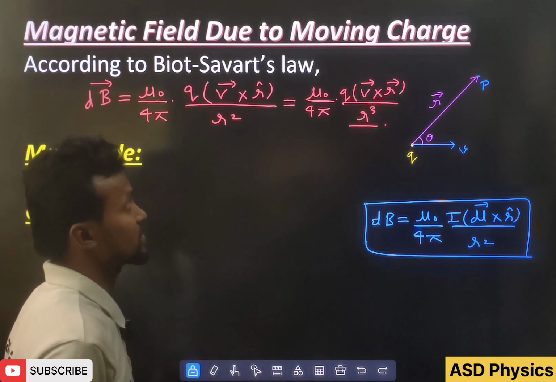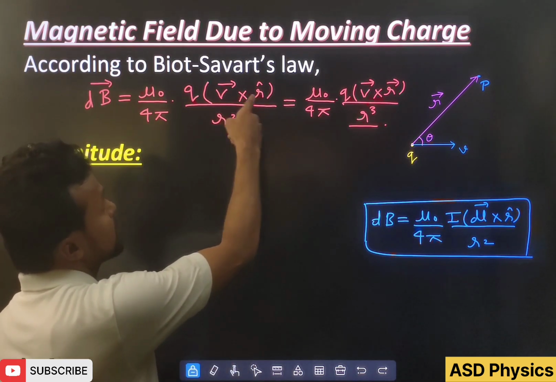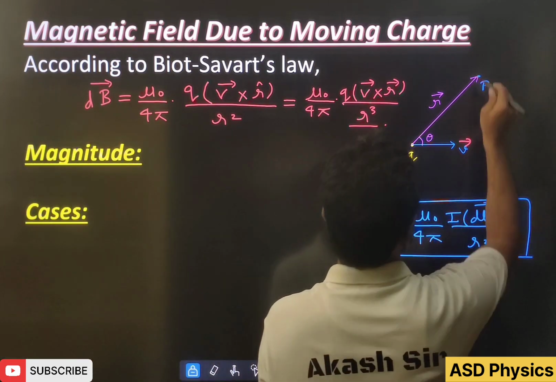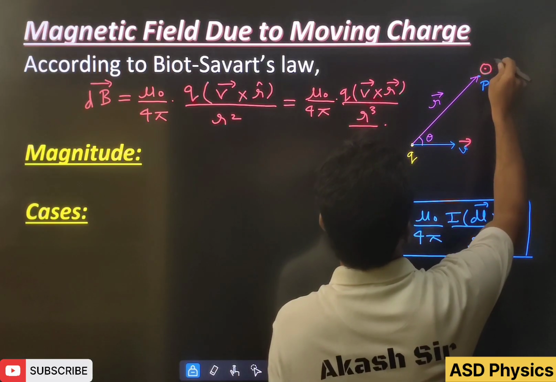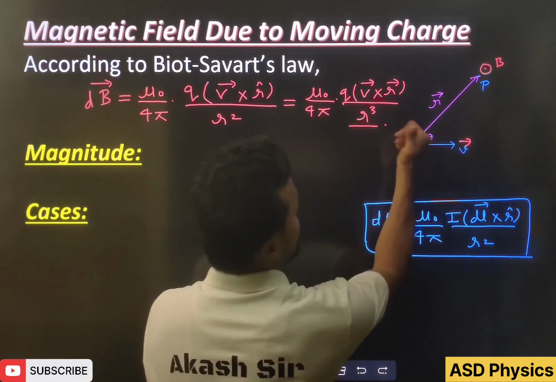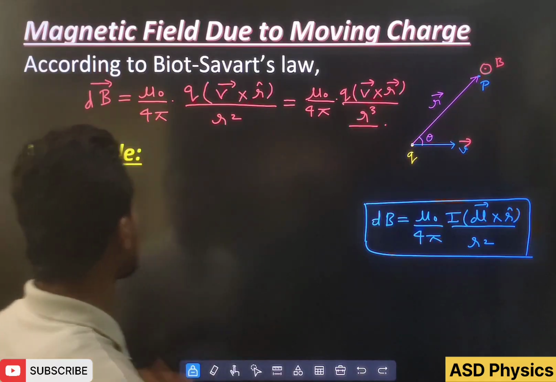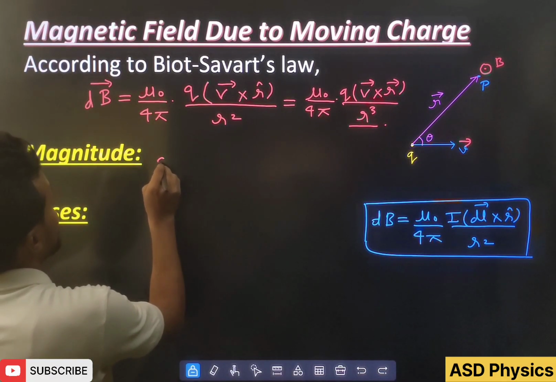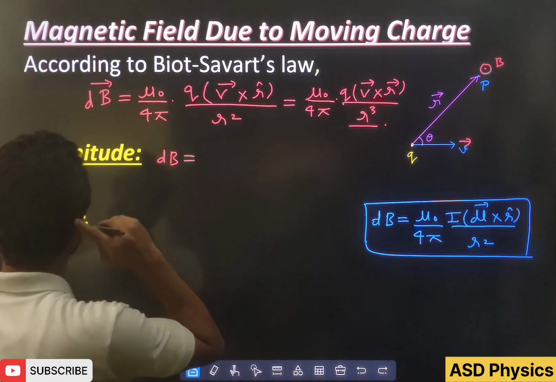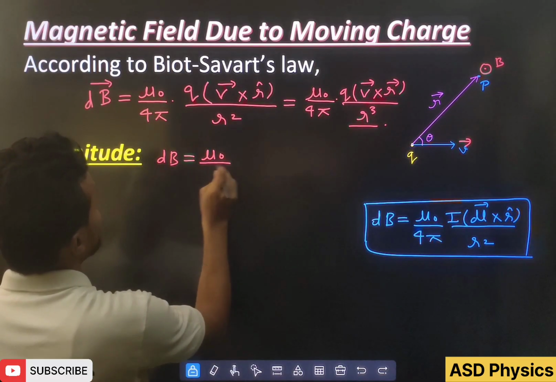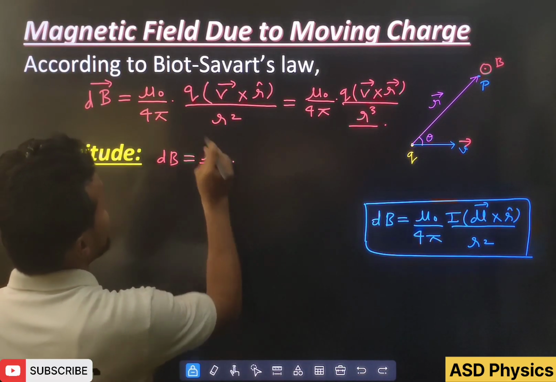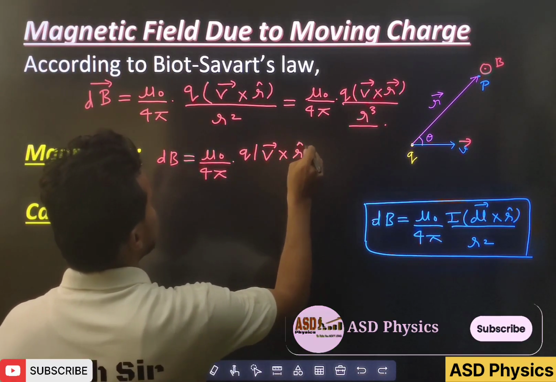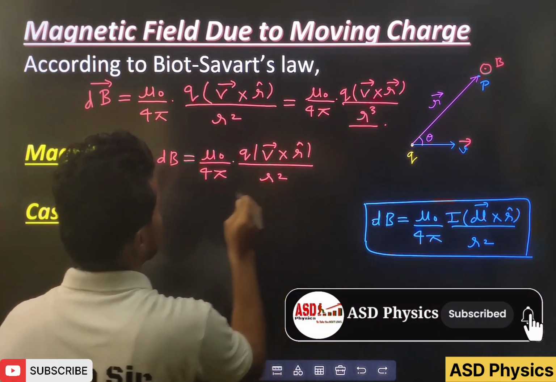And the direction means you have to curl your fingers from vector V to r. So curl your fingers from V to r, that means the magnetic field is in this direction. V to r, right hand thumb rule. If I talk about the magnitude, students, this magnitude dB will be how much here? Kindly see, mu naught by 4 pi, and I can write Q and the magnitude of V cross r cap by r square.